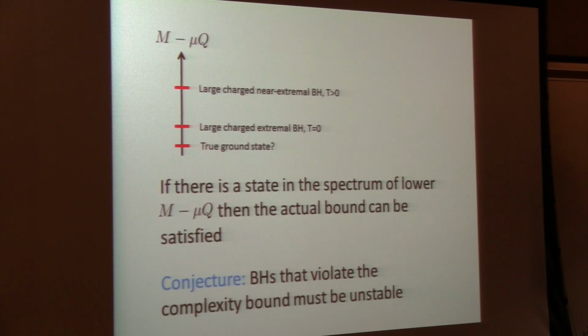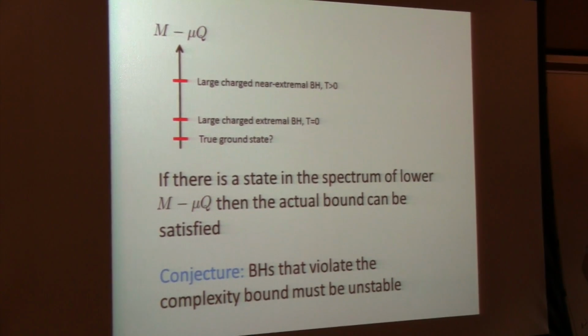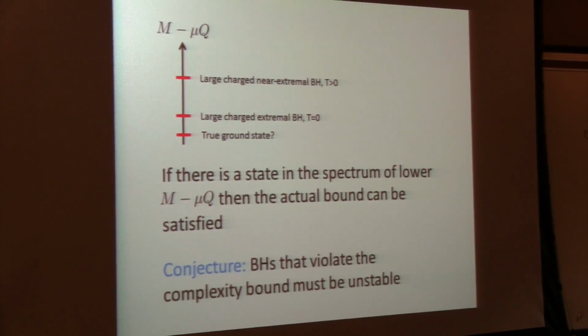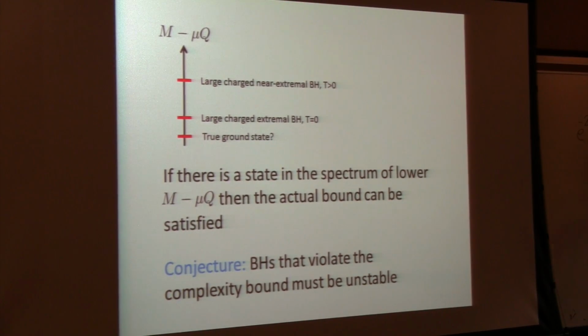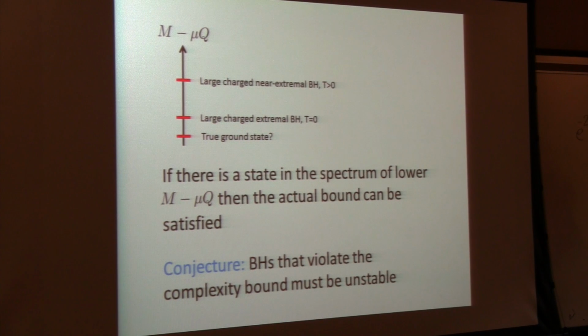And so this led us to conjecture that any black hole that violates the complexity bound has to be unstable, in the sense that there's a state of lower M minus μQ in the spectrum. So that's a conjecture, we can test it, and if it fails, then we're out the window with the bound, or with CA, one or the other.